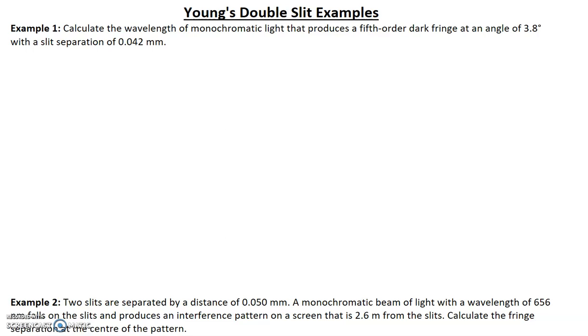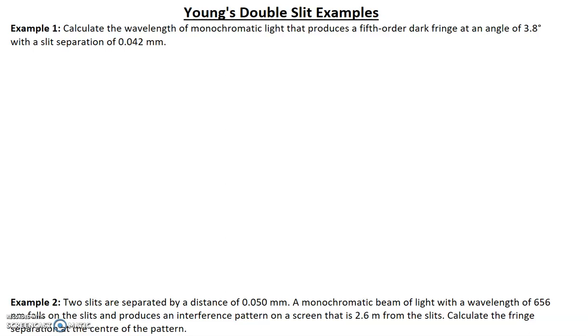In this video we're going to look at two examples of Young's double slit. The first one says this: calculate the wavelength of monochromatic light that produces a fifth order dark fringe at an angle of 3.8 degrees with a slit separation of 0.042 millimeters. A couple things I want to point out before we get into all the fifth order and everything here.